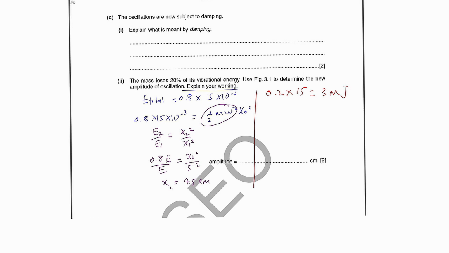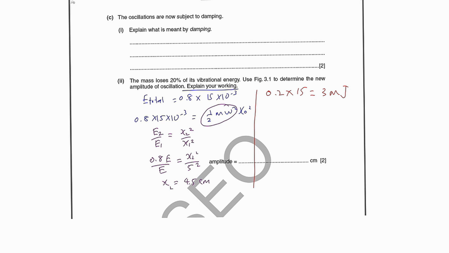Originally it is 15 millijoules. If you lose 20%, what is your new total energy? How do I calculate the new total energy? 80% times 15, right? That's our 12 millijoules. So if you are using that method, you can say that the total energy is now 12 millijoules.